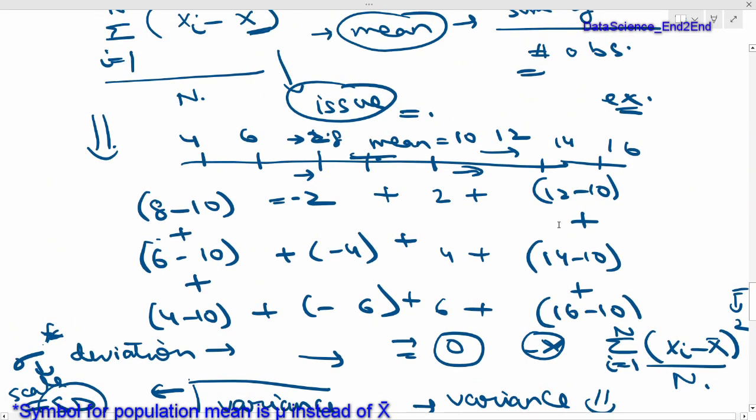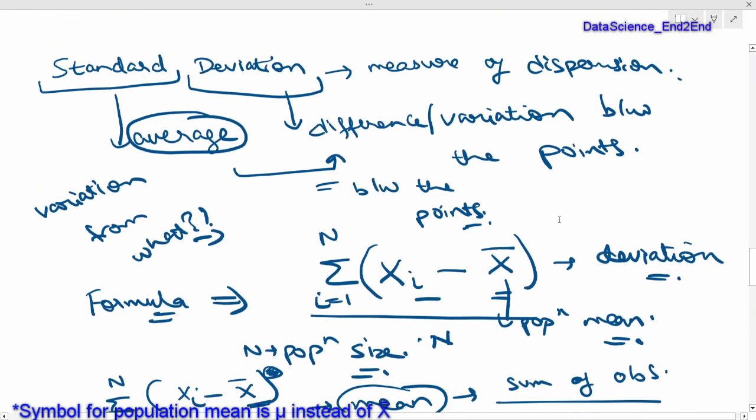I hope the formula for standard deviation is clear, how we are calculating it, and what the formula for variance is.